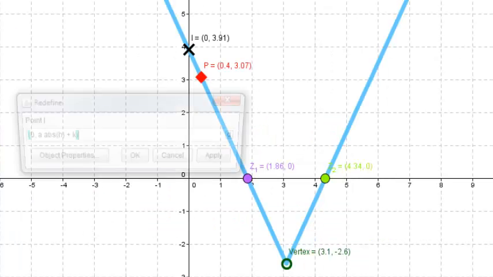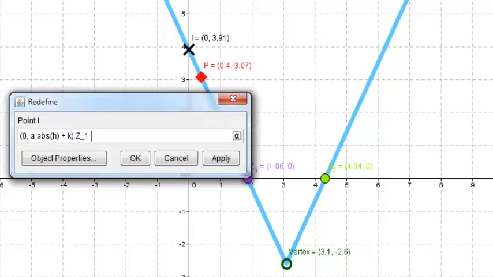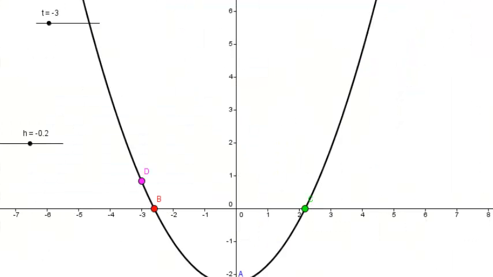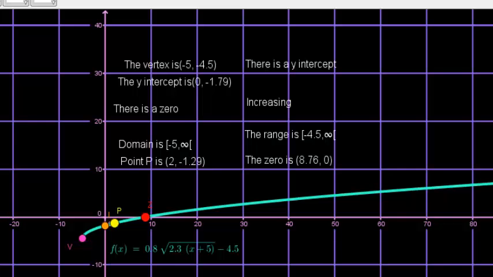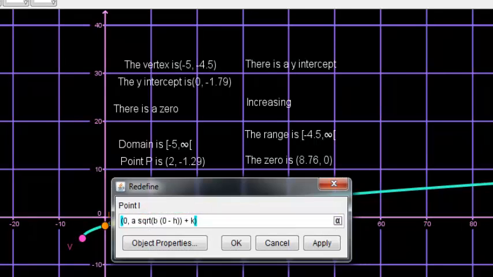Here they are for the absolute value function. Here's one of the zeros for the absolute value. Here's H minus a bunch of stuff. And here's the other one, H plus a bunch of stuff. Now, not only did they have to put these formulas in, but they had to figure them out. So there's one of the zeros for the quadratic. Here's the other one. And here's the y-intercept. And here they are for the square root. Here's the y-intercept. And here's the zero.